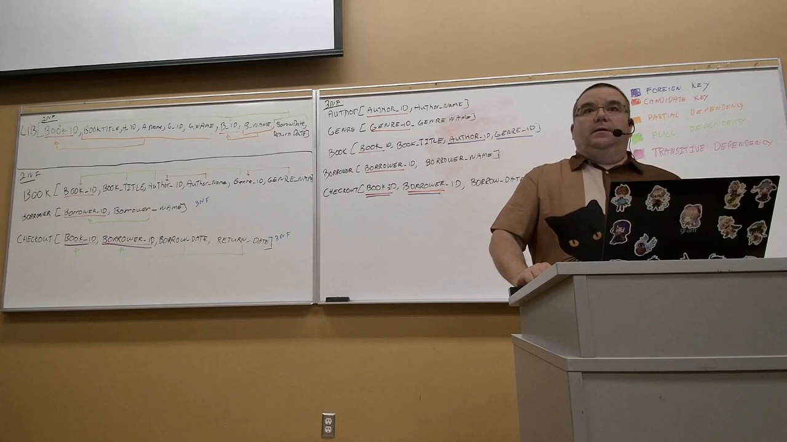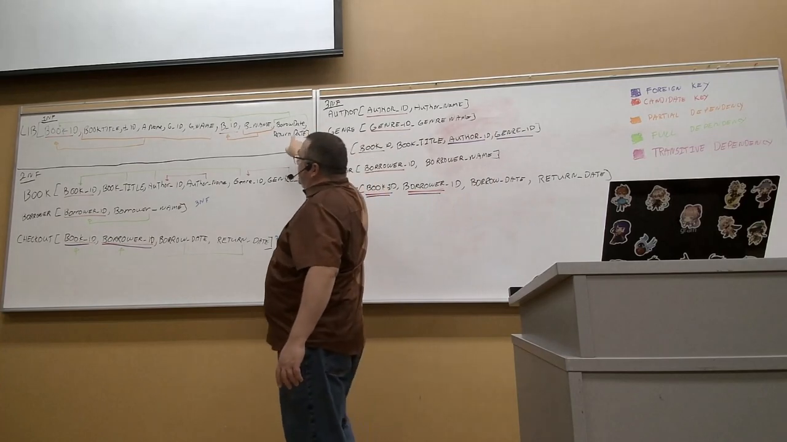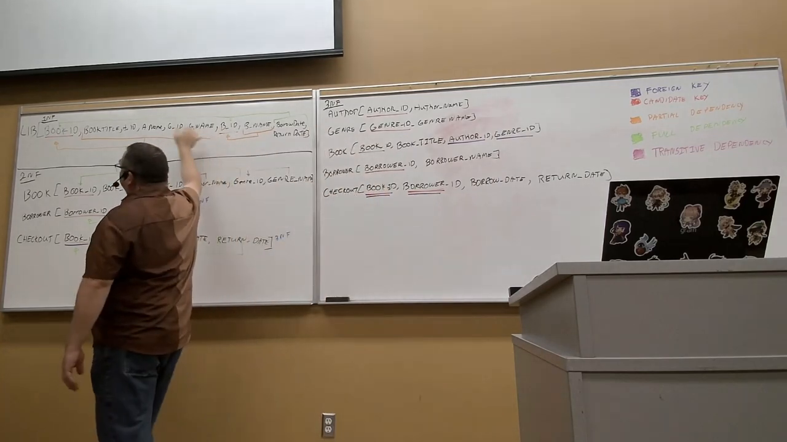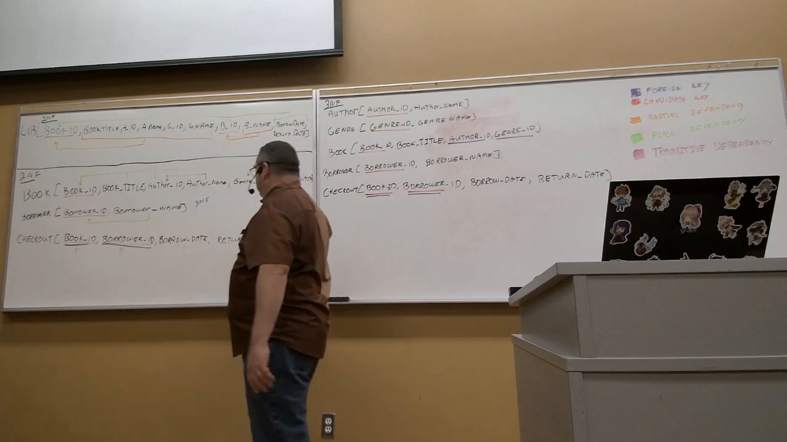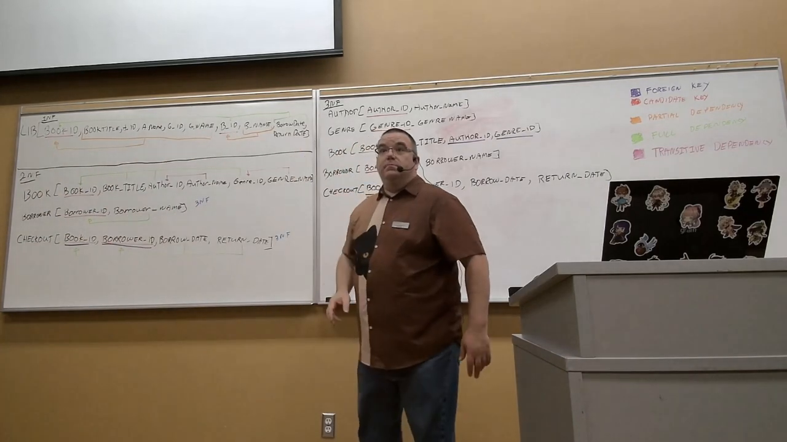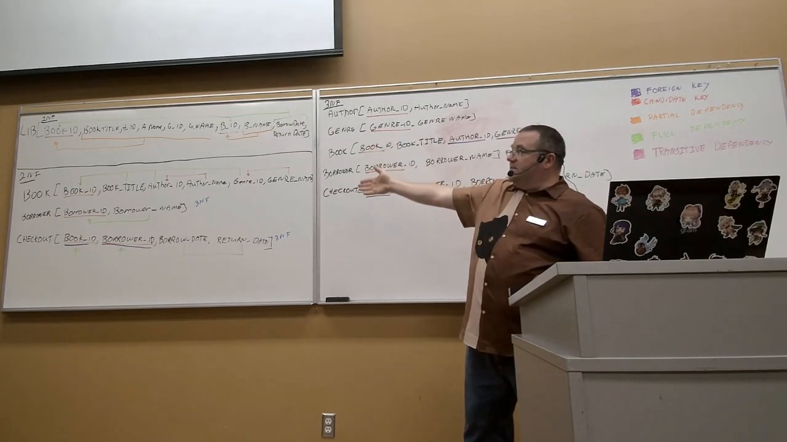That's what, in the end, we said: the borrow date and the return date are completely dependent on the ID of who borrowed it and the ID of the book. Therefore, the checkout is that. And then the borrower, we were able to figure out fairly easily. The book was the one that was a little more complicated, where it had transitives in it.